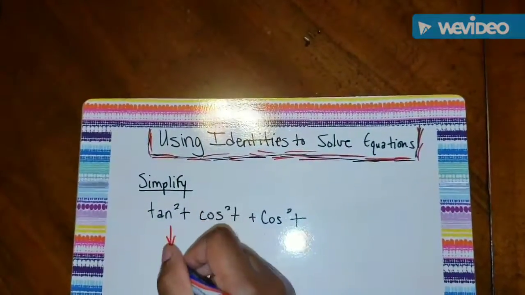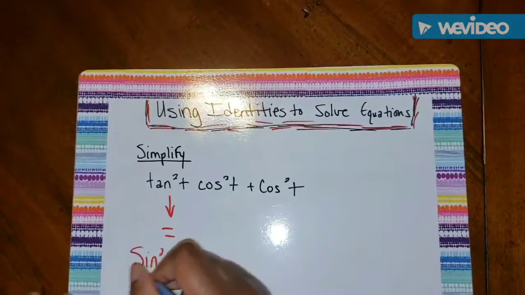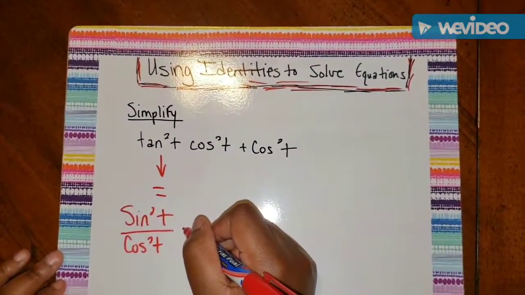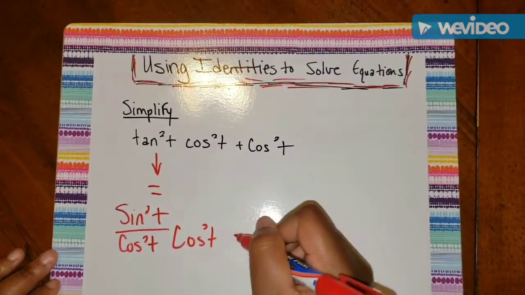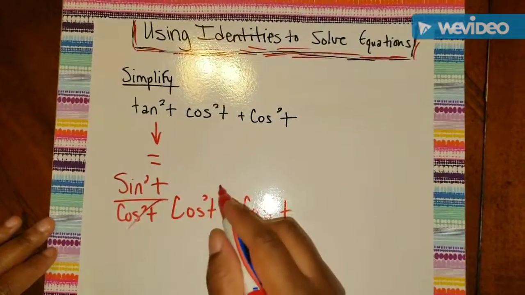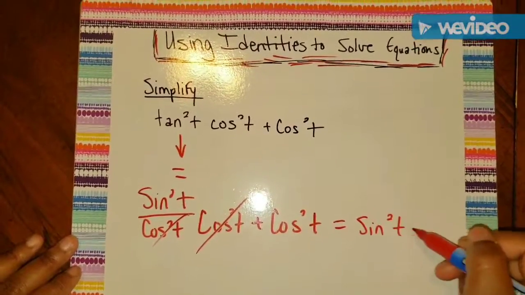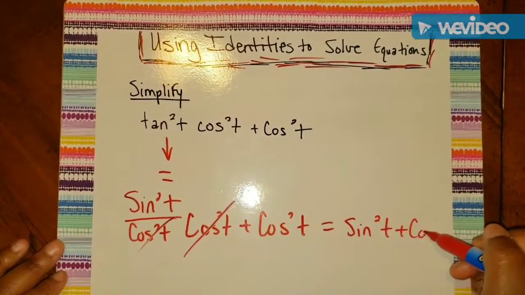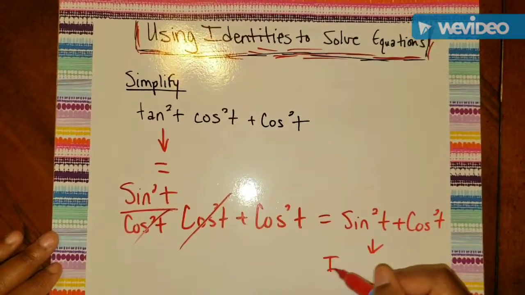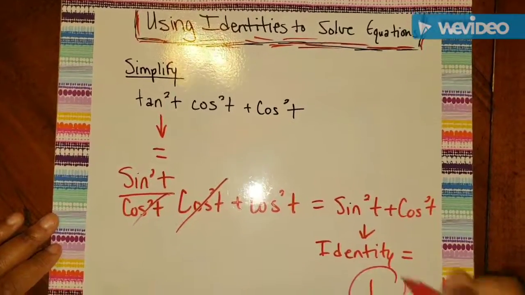All right, so now we're going to simplify tan squared t times cosine squared t plus cosine squared t. So tan squared, we know, can divide into sine squared t divided by cosine squared t times cosine squared t plus cosine squared t. So the cosines all cancel, and sine squared t plus cosine squared t gives us 1. If we go back to our identities, we can check that and see that it in fact is equal to 1.